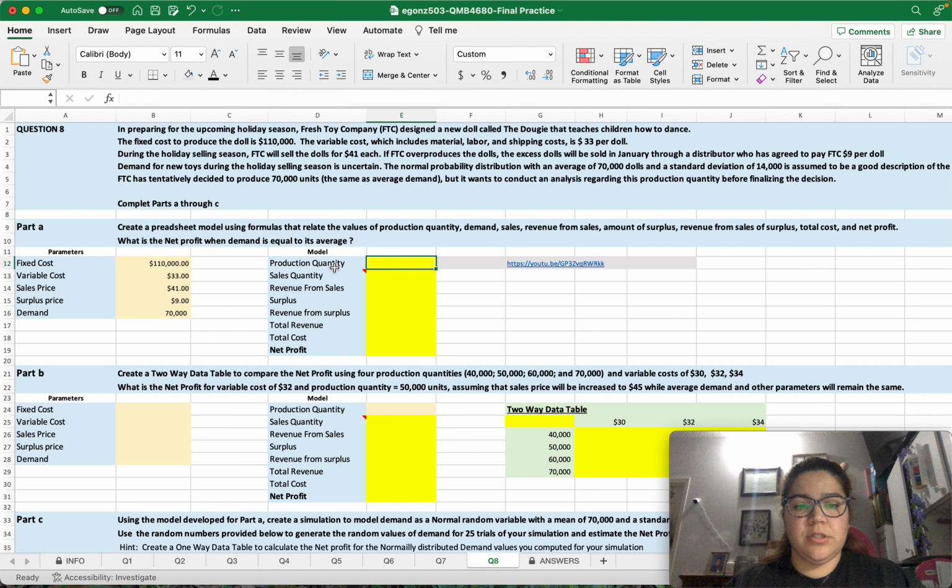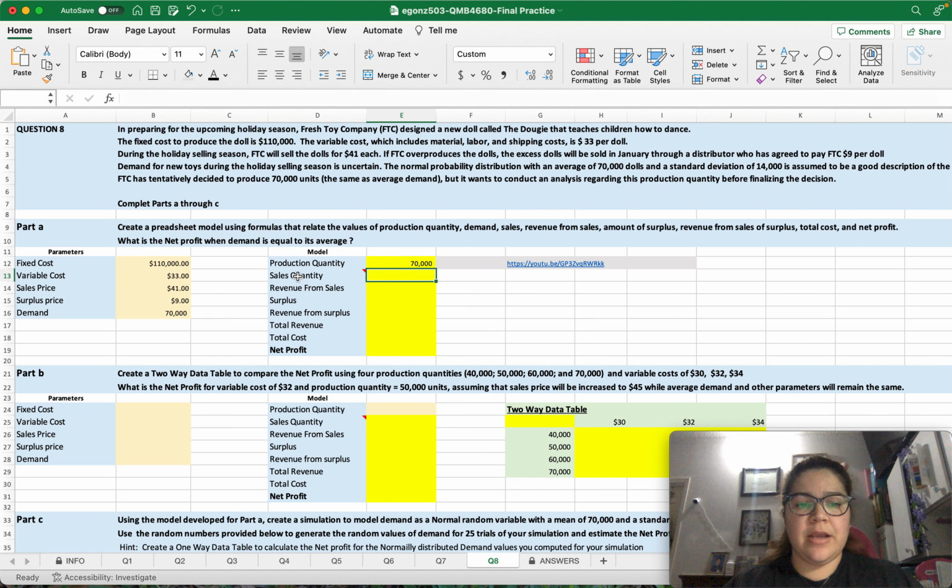So production quantity, 70,000. That was one of the errors I'm pretty sure I made last time. I referred this to the demand since it was the same number, but as the professor was explaining to me, when we do the one-way data table in part C, it's going to change. That's why it was giving me an error. So we need to hard-code that.